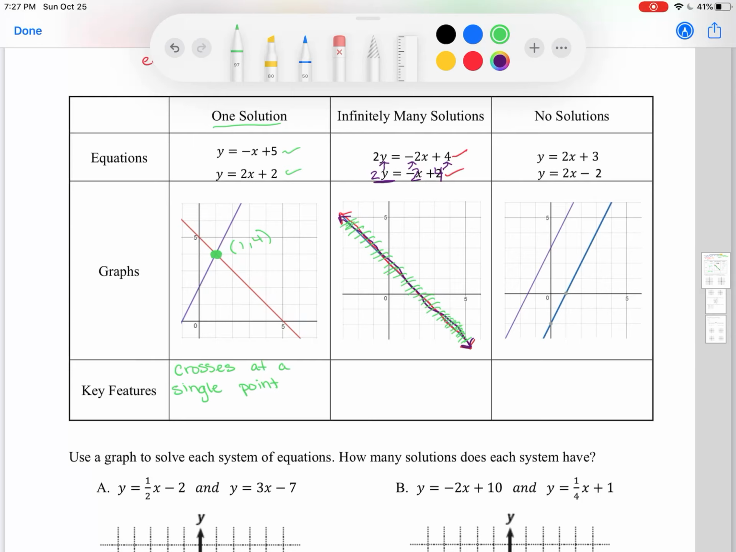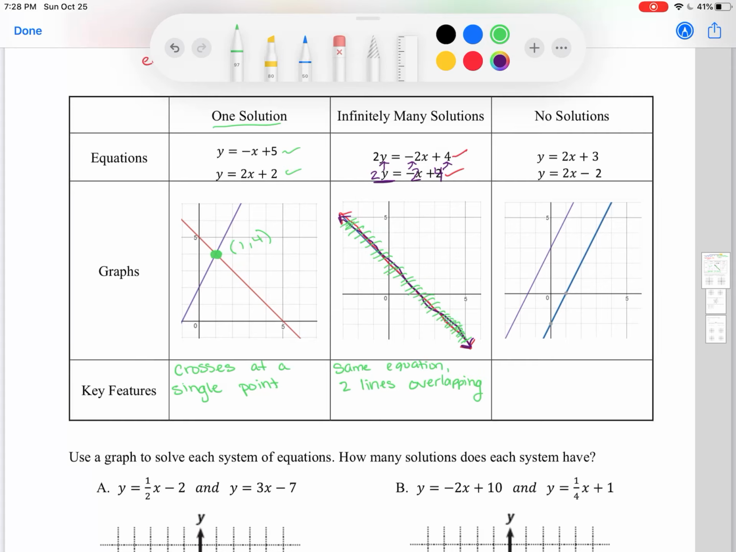In fact, there are so many times they're crossing one another that we can't even imagine how many. So we are going to say that there are infinitely many solutions because there are so many we can't even keep count. So their key features are that they are the same equation. And essentially they are two lines overlapping.